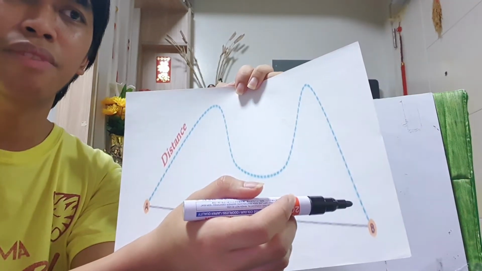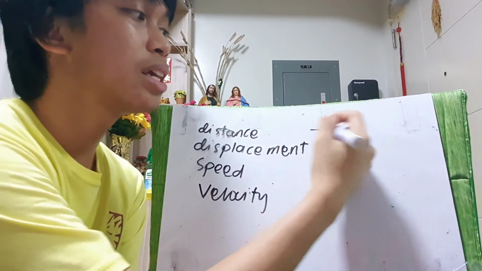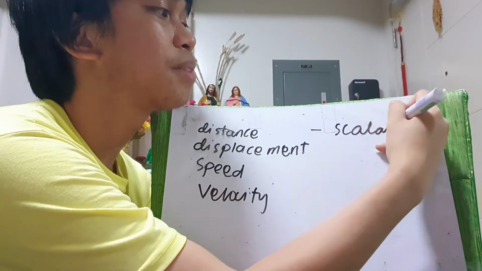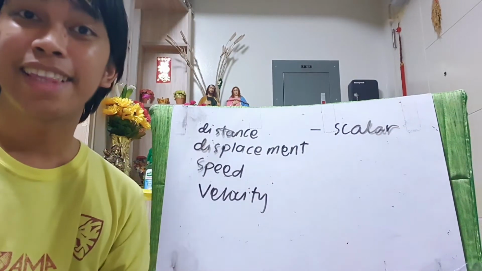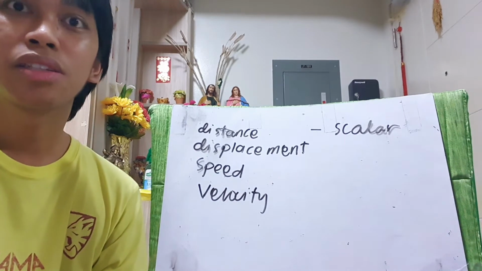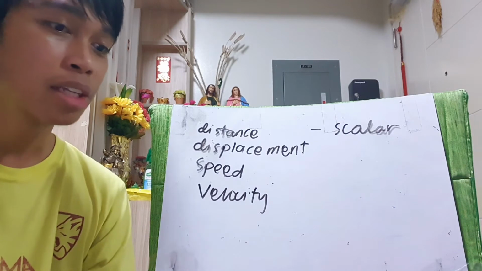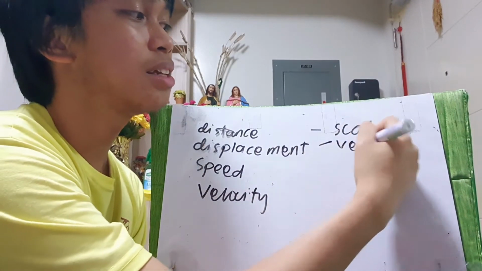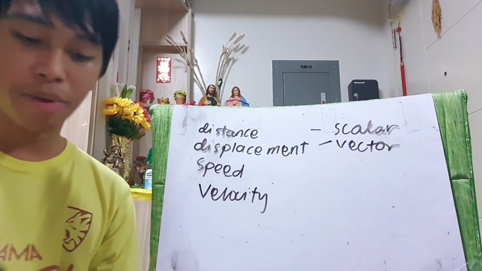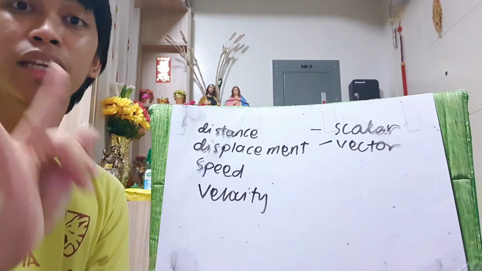It seems very long when we say distance because distance is a scalar quantity. When we say scalar quantity, that is a quantity consisting of magnitude or measurement. Displacement, on the other hand, is a vector quantity. When we say vector quantity, it includes magnitude as well as direction.